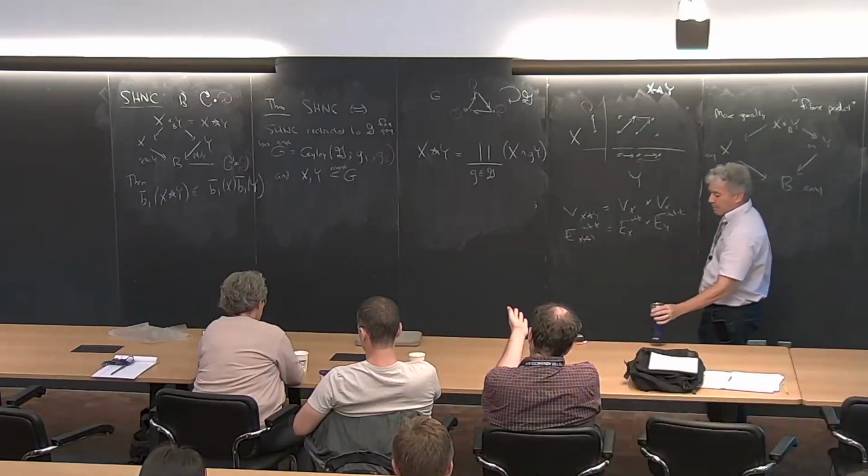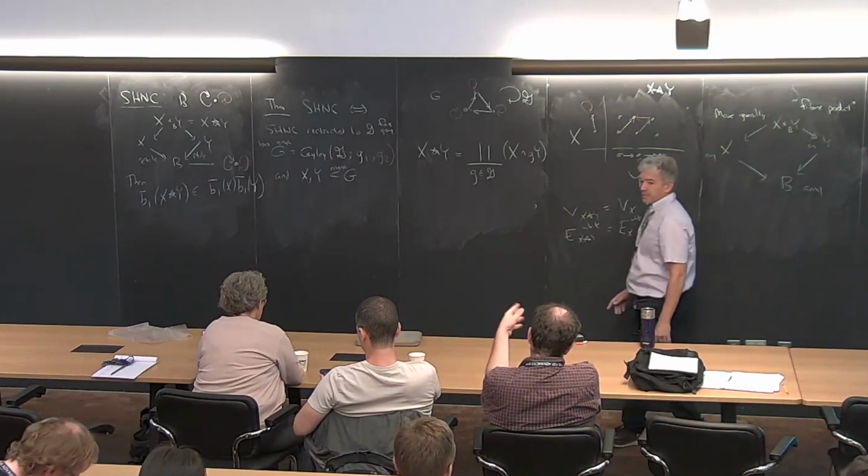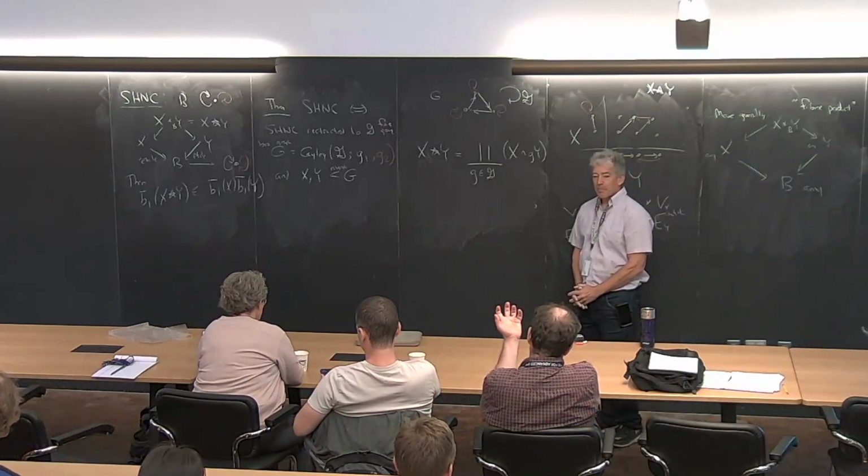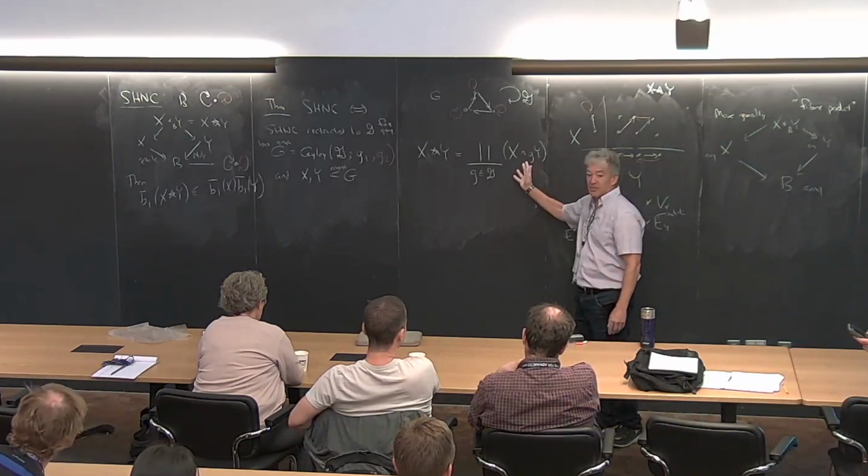You're saying this star product looks big because it has a lot of vertices, but actually it has very small connected components. That's right, very small.